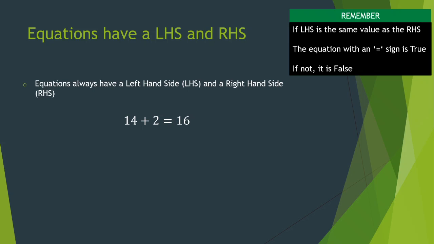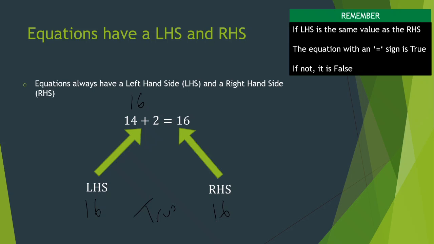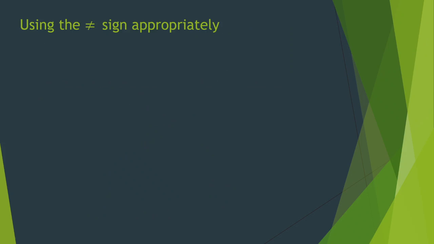So for example here, you can see that on the left-hand side, we have 14 plus 2, which would be 16. And obviously on the right-hand side, we also have 16. So this is our left-hand side, this is our right-hand side, and because they're both equal to 16, this is a true equation. So let's look at some examples. Here we have on the left-hand side 3 times 5, which is 15, and 4 plus 11, which is also 15. And because we have our equal sign, that makes it true.